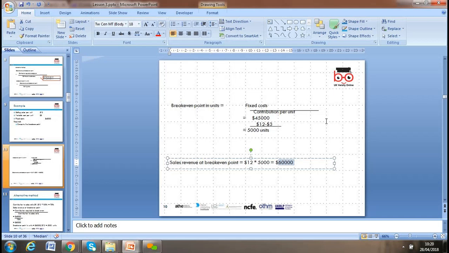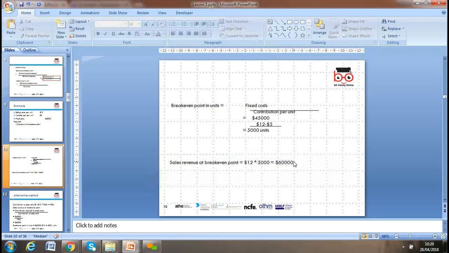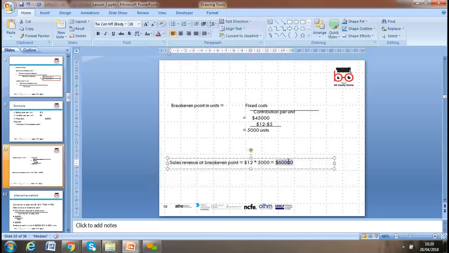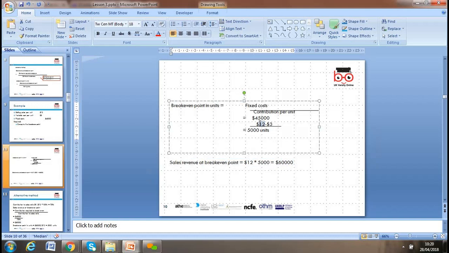Does it make sense? Okay. So break even is a point. We know the selling price, the price we sell our goods at, which is 12, costing us 3, either because we bought it or we manufactured it. So our difference is equal to 9.